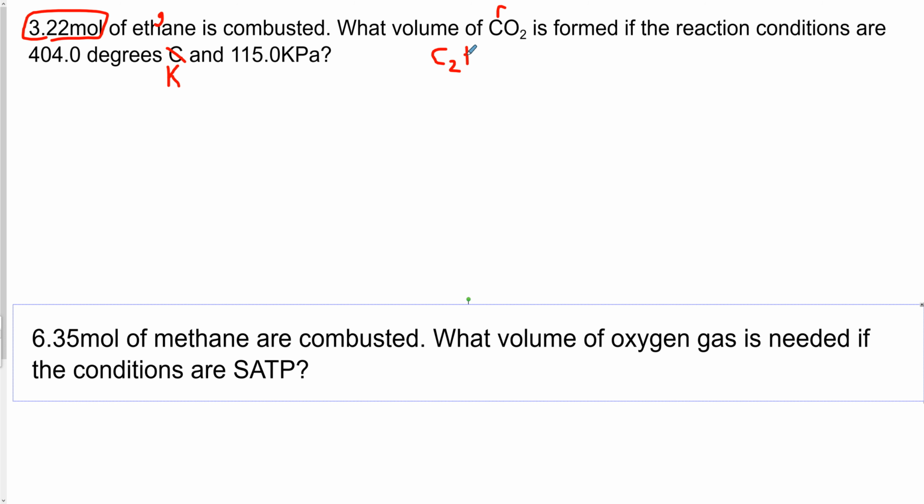C2H6 gas. It combines with oxygen, O2 gas. The numbers in front, remember, we don't worry about until we balance it. And that's going to form two things. A combustion reaction forms carbon dioxide gas and H2O gas. Now we have to balance this reaction.